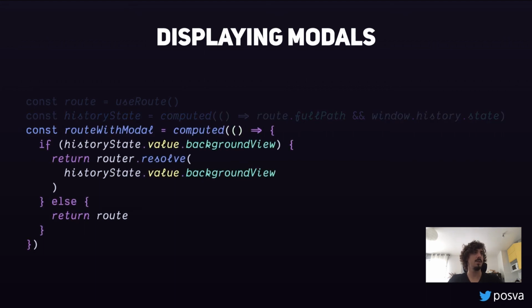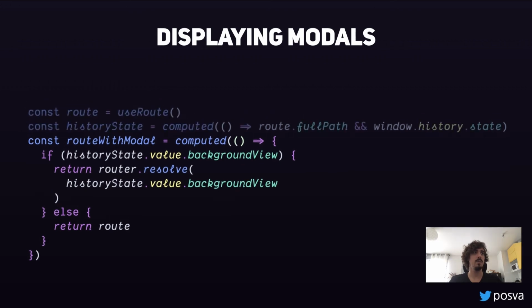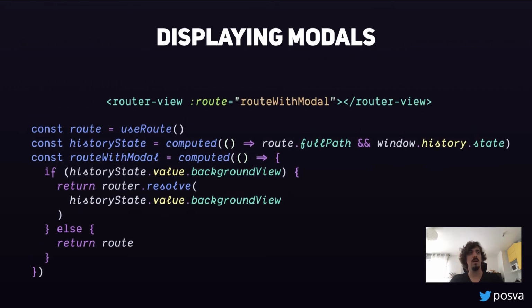And then we have this piece of code, so we have another computed. It's a routeModal, and you can see that we're going to read the history state and see if there is a state property called backgroundView. And if that's the case, we're going to call the router resolve function to be able to have this resolved version of a string, basically. And otherwise, we return the route, which is the current location that we will have by default if we didn't use the route prop. And then we only need to pass that variable as the route prop.